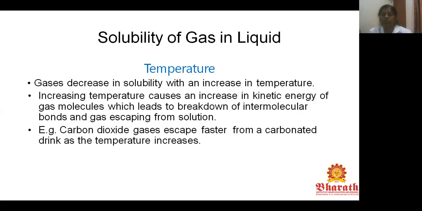Next comes the temperature. So gases decrease in solubility with an increase in temperature. So increasing temperature causes an increase in kinetic energy of gas molecules, which leads to breakdown of the intermolecular bonds and gas escaping from solutions. Example, carbon dioxide gas escapes faster from carbonated drink as the temperature increases.